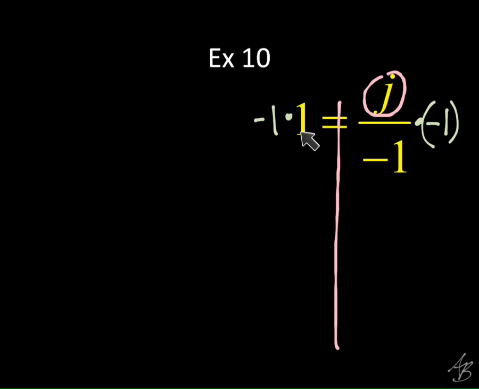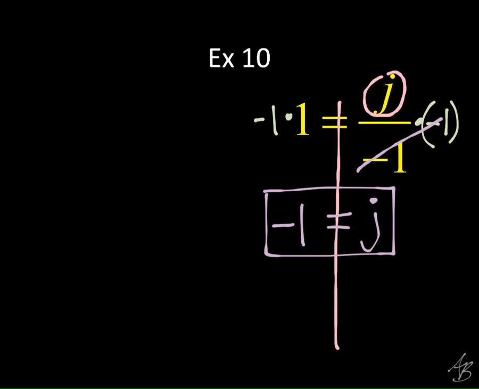What's 1 times 1? 1. And a negative times a positive? Negative. So we get negative 1 on the left. And on the right side, what's going to happen with the negative 1s? They cancel. And the important part there is the negatives cancel, right? If we didn't have the negative here, then the negatives wouldn't cancel. So what's left here? The j. So negative 1 equals j.